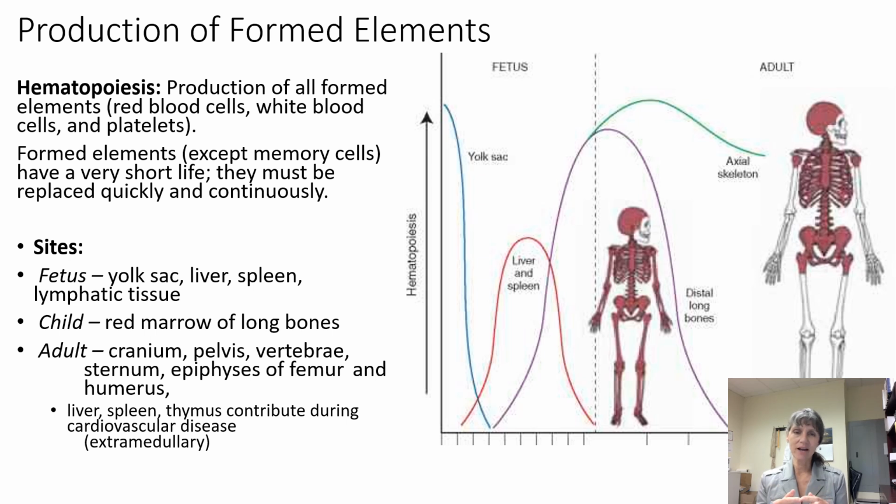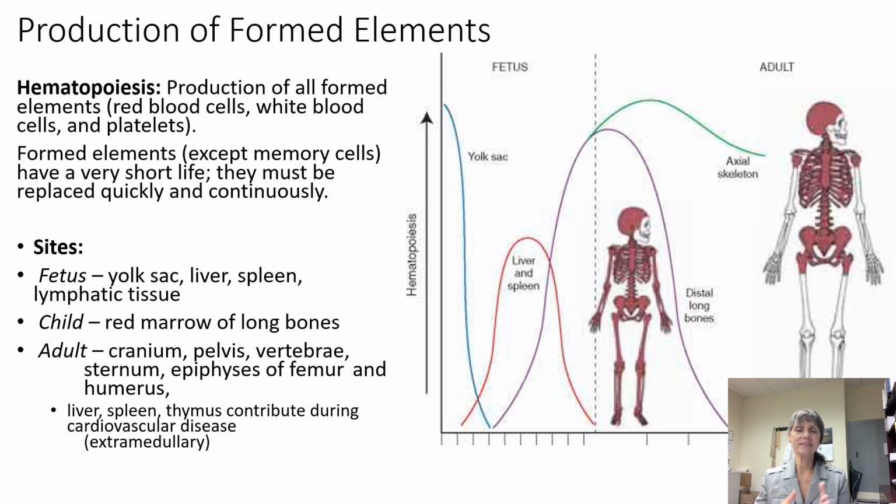So when we look at how red blood cells, white blood cells, and platelets are formed, when an egg and a sperm come together and conception occurs, initially the yolk sac, which is a special structure that helps deliver nutrients to that growing embryo and fetus, is going to be the primary site of development of red blood cells, white blood cells, and platelets. And as that embryo turns into a fetus, the liver and spleen join in, as well as lymphatic tissue. So we've got all of those sites contributing to hematopoiesis.